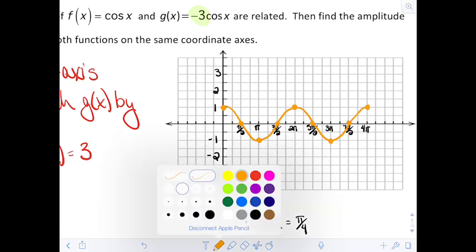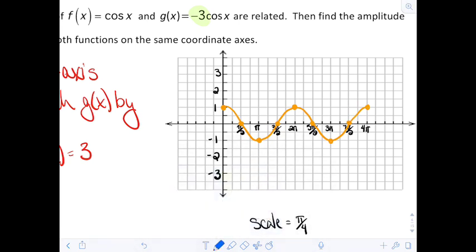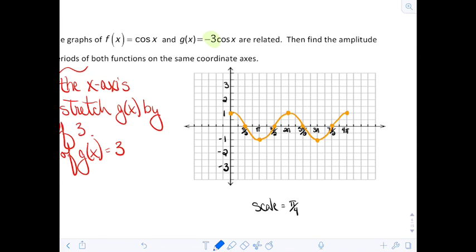Okay, so there's the parent function for cosine. Now let's do -3 cosine of x. So we have two things going on. We have a reflection in the x-axis, and we have a vertical stretch by a factor of 3. So we were originally at 1. When we reflect, we'd be at -1, and then a vertical stretch of 3 would put me at -3.